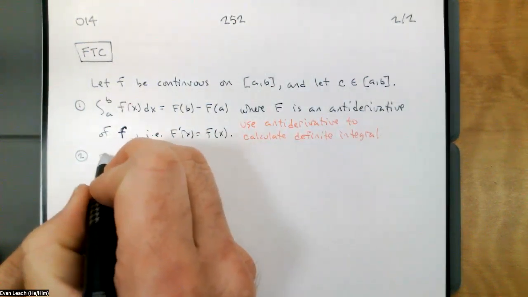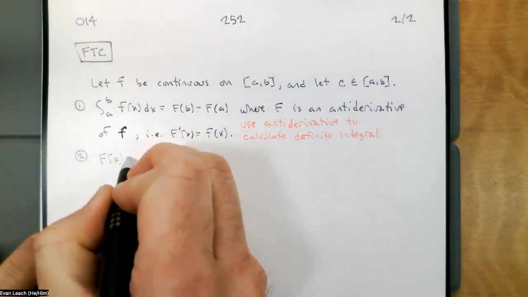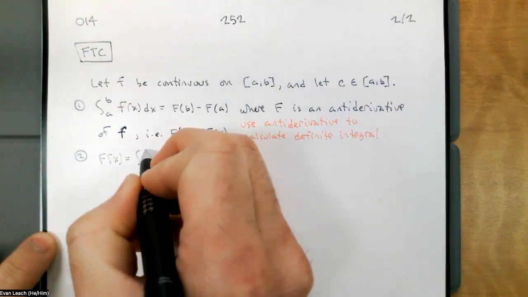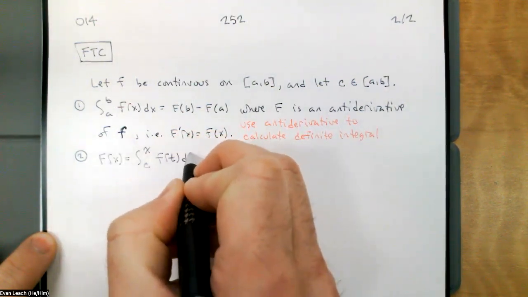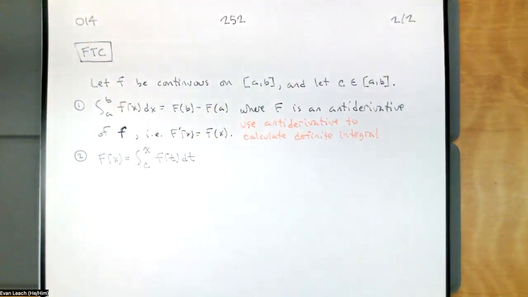If you define the function capital F of x as the definite integral from c to x of f of t dt, the function defined this way. Now, this is the second part. We don't just get to suppose that there's an antiderivative. The first part of the fundamental theorem of calculus says you can do this definite integral with an antiderivative. That raises the question, what if there ain't no antiderivative? What then?